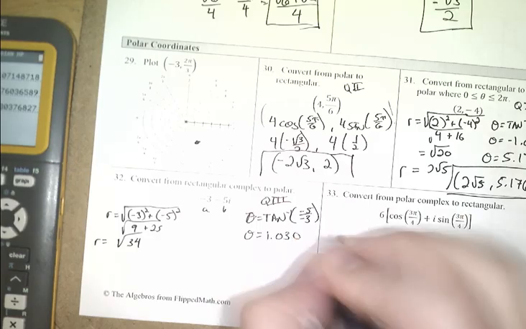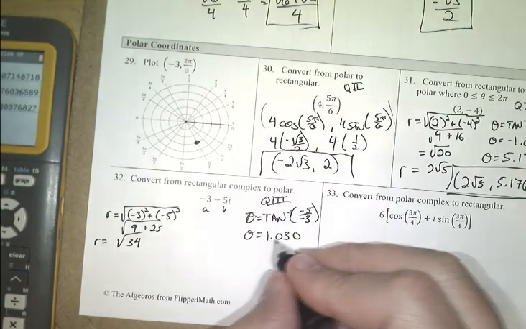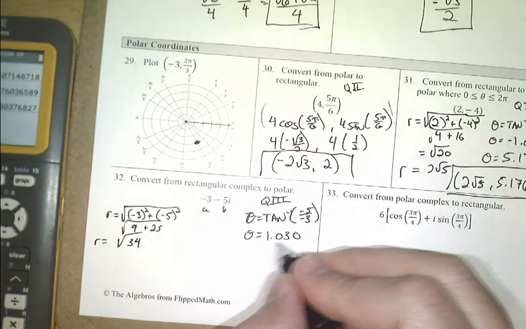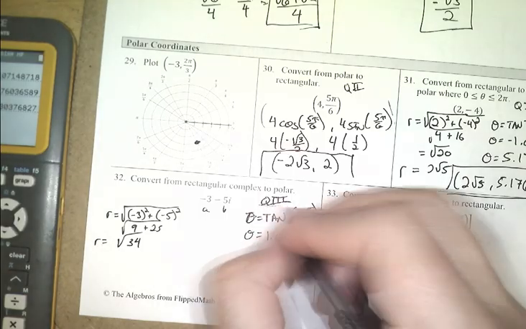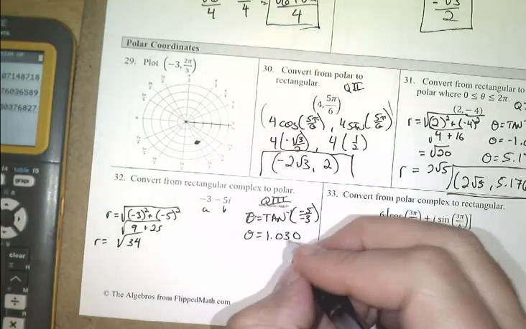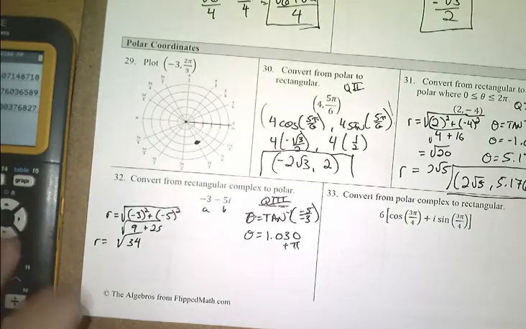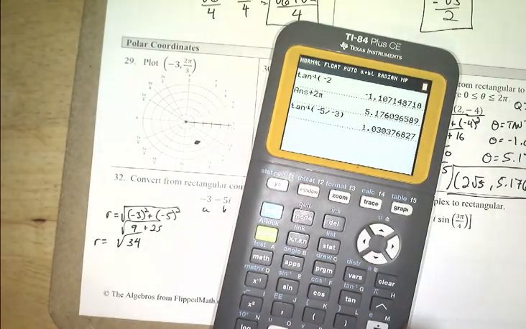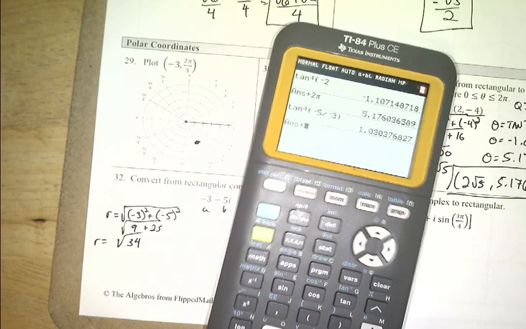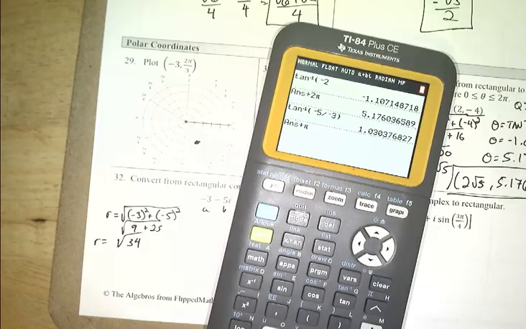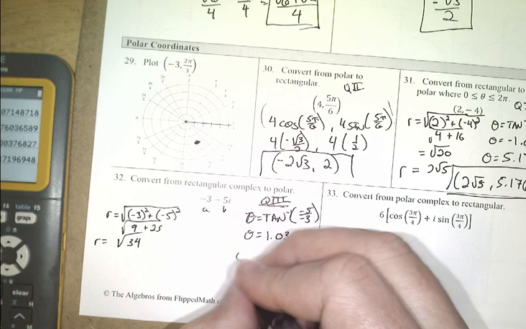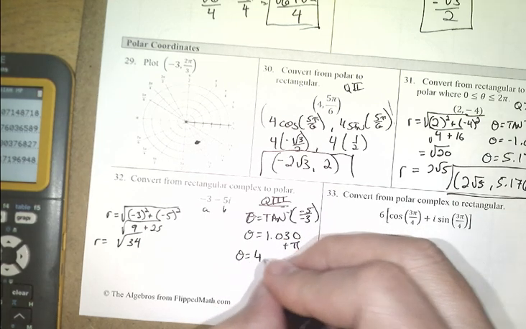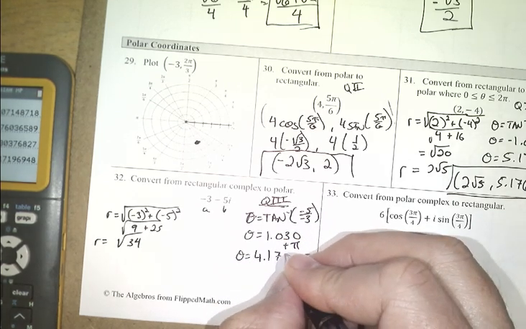And we get theta is equal to 1.030. Now the problem with this is it's in quadrant 1. It's less than 1.57. We don't want quadrant 1. We want quadrant 3. So I need to add pi to this to get to quadrant 3. And we can add pi because pi is the period of tangent. So we are going to add pi to that to get to quadrant 3, 4.17. So theta is equal to 4.172.